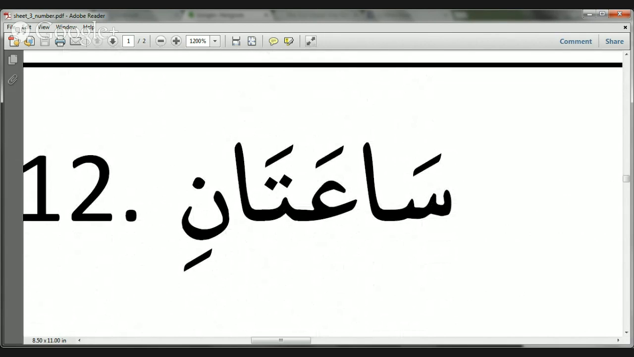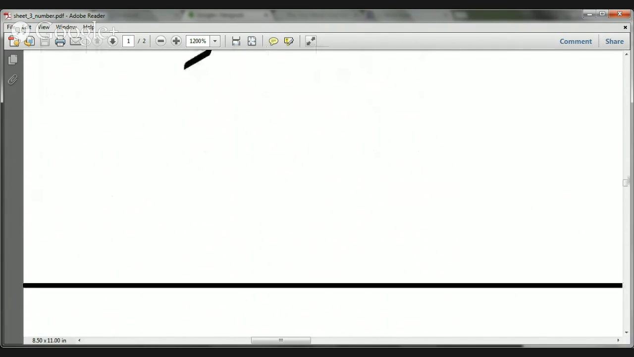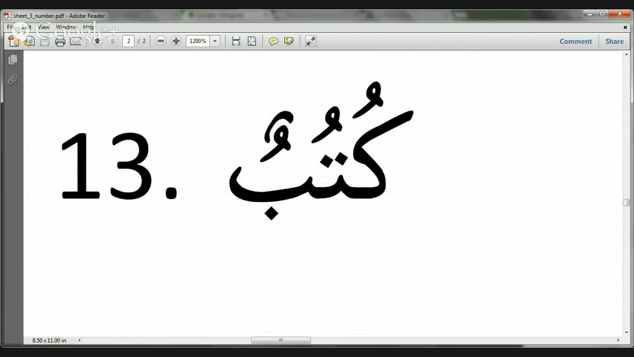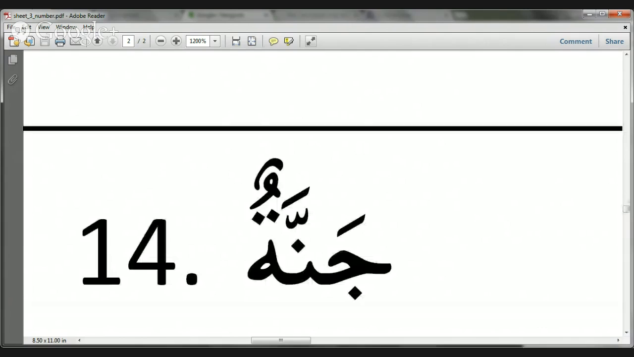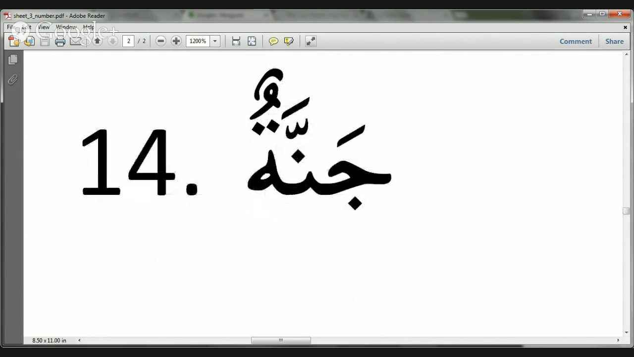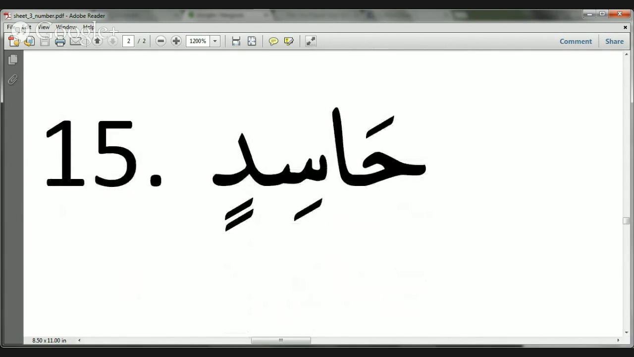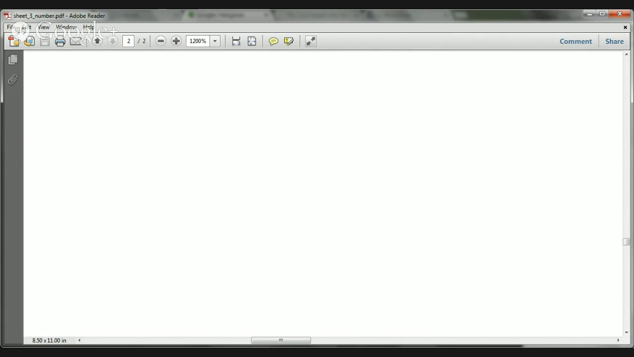Sa'atani. Dual. Why? Good. Kutubun. Good. It's actually a broken plural. Kutubun is the plural of kitab. Kutubun is the broken plural of kitab. Jannatun. Singular. What's the plural of this? Jannah. Good. Jannat. Hasidin. Singular. Good. Is that all? Okay. Any questions?